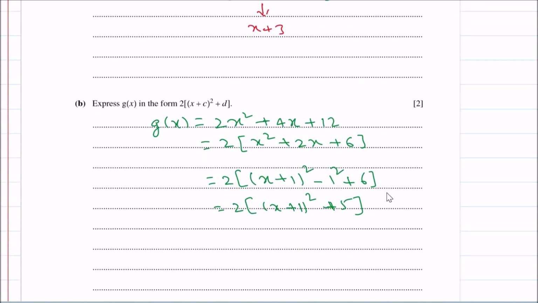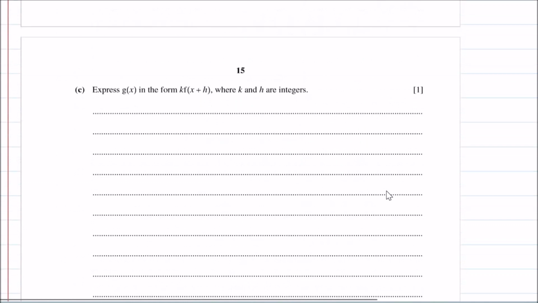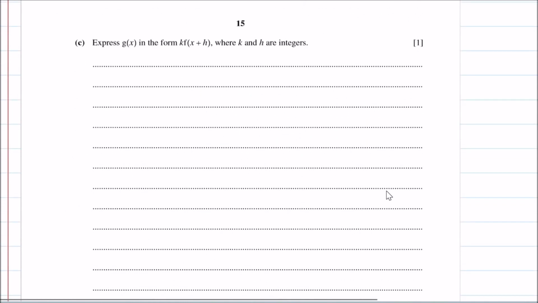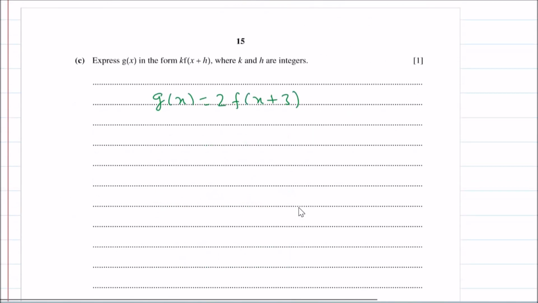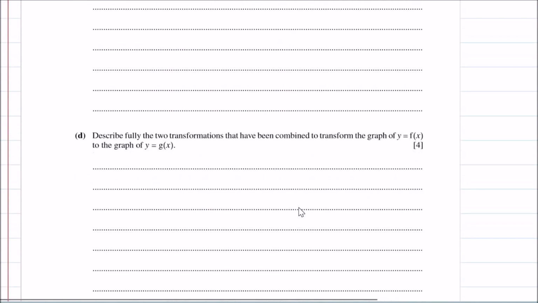So for the answer in that part, what we are going to write? Gx is 2 times fx plus 3, and that's it. Because see, 2 times f of x plus 3, if you are doing, you will be getting back gx.